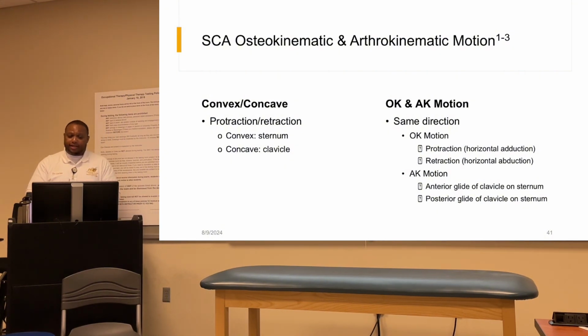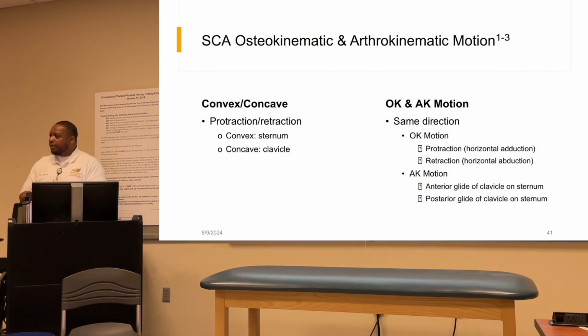So again, I'm gonna repeat that. With protraction and retraction of the sternoclavicular joint, you have the concave portion of the clavicle moving on the convexity of the sternum. When you have concave moving on convex, what do you get?